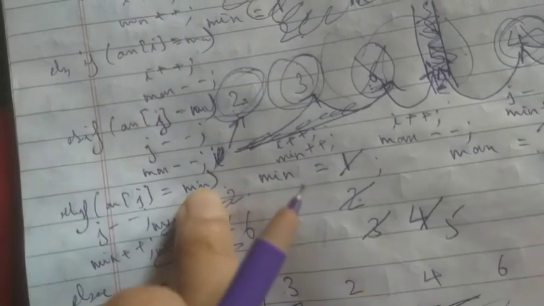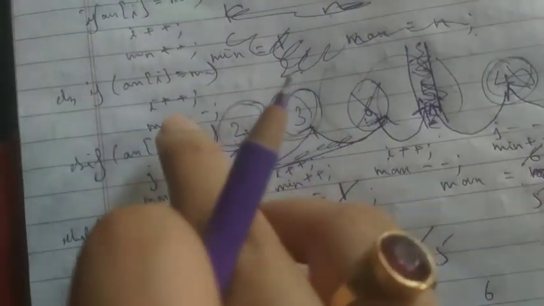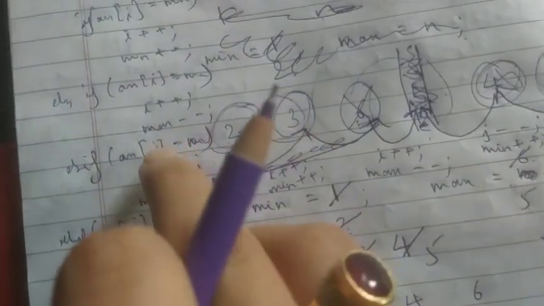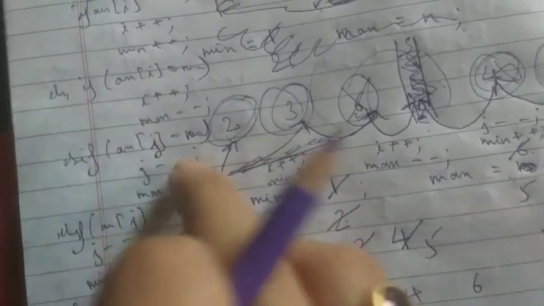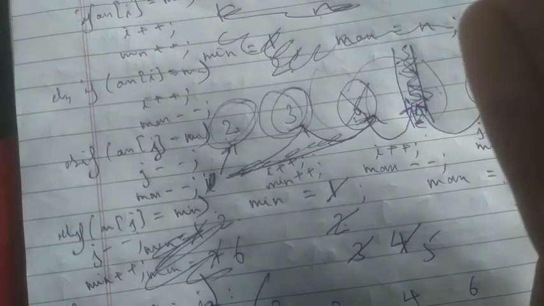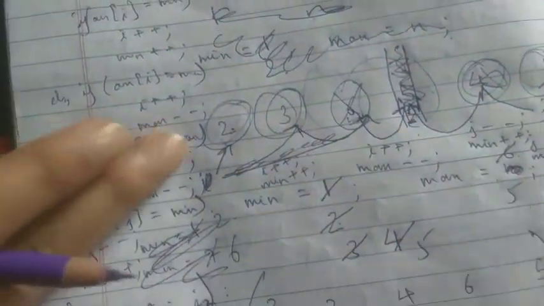So if you're touching the minimum, minimum plus plus, and if you're touching the maximum, maximum minus minus, and if you're touching the j, then j minus minus, because j comes towards the left. j moves like this and I moves like this. So this is the basic pattern. This is a 2-pointer approach.